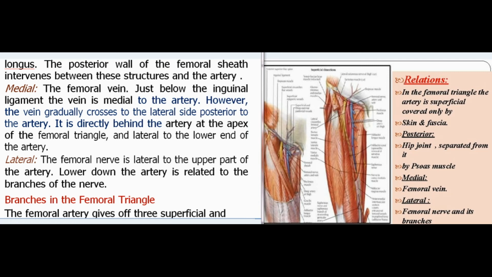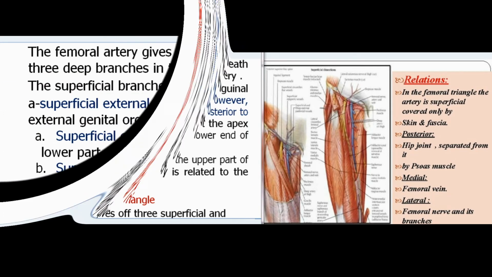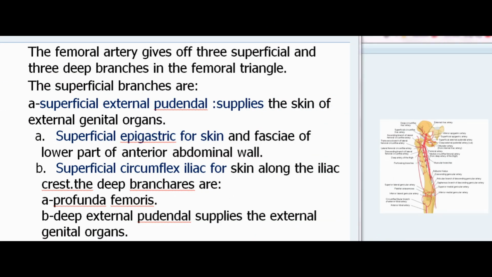Branches in the femoral triangle: the femoral artery gives off 3 superficial and 3 deep branches in the femoral triangle. The superficial branches are: A. Superficial external pudendal supplies the skin of external genital organs. B. Superficial epigastric for skin and fasciae of lower part of anterior abdominal wall. C. Superficial circumflex iliac for skin along the iliac crest.